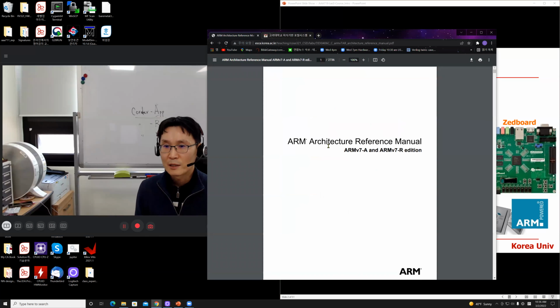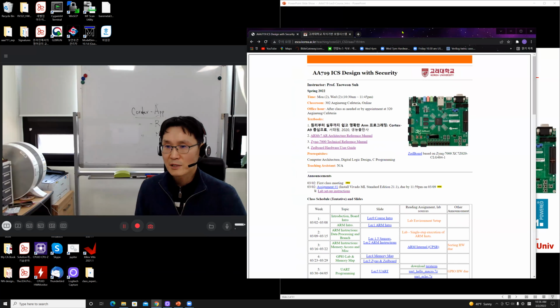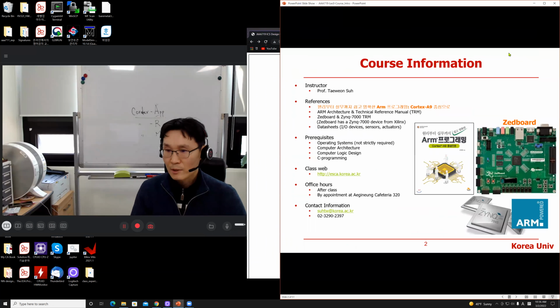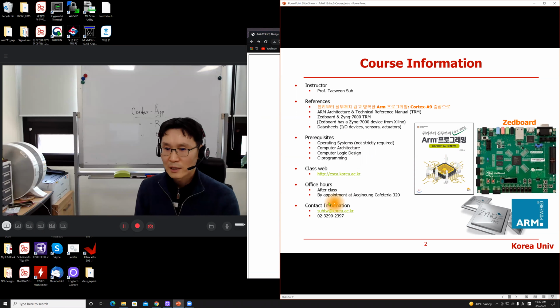Okay, so this one, TRM, roughly 3000 pages, pretty huge, right? You don't have to read everything, only some sections. Some sections you need to read. Okay, then prerequisite, I assume you have taken these courses: operating system, computer architecture, digital logic design, and C programming. And my class page and office hour, you can ask question during the class or after class, or you can make an appointment and come to my office. Okay. I usually stay in my office. You come to my office and knock the door and come inside if you think I'm not doing anything useful. Okay. And contact information.